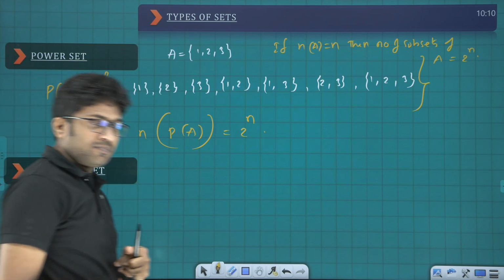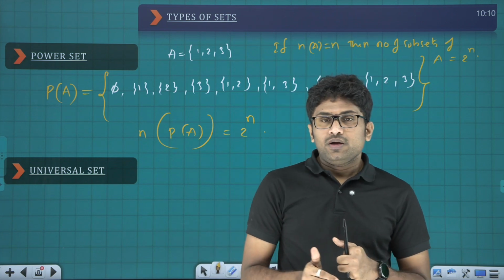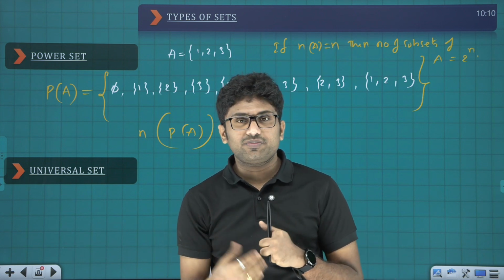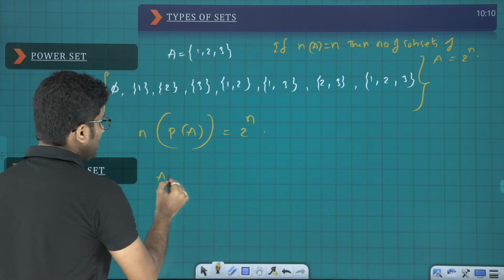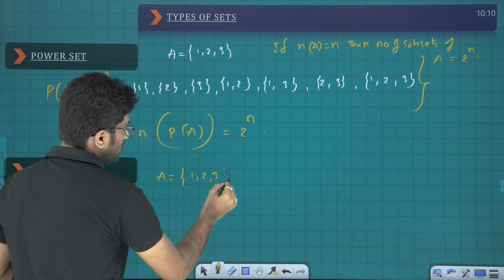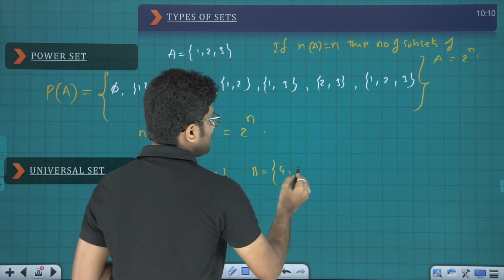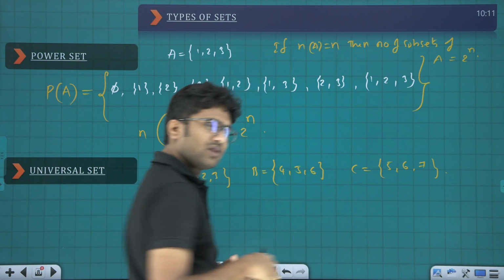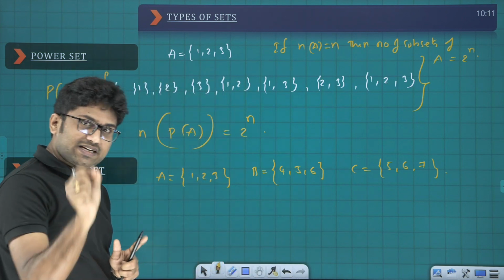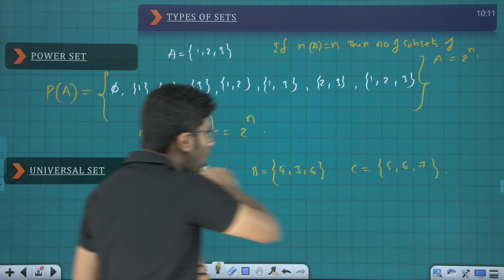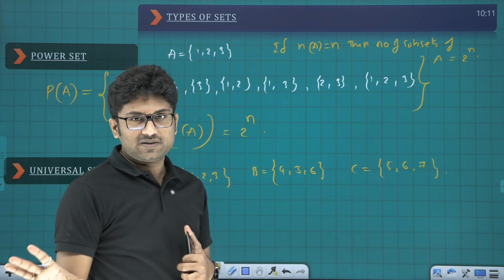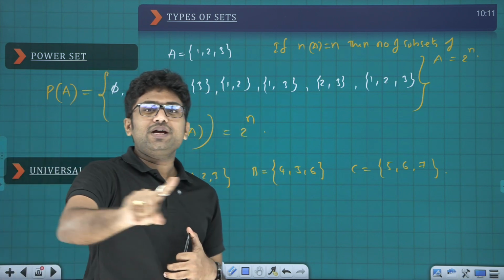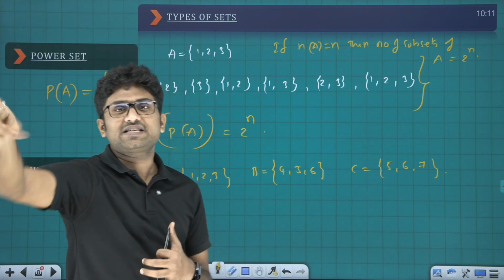Next, universal set. A universal set is something, friends, where a set consists of all the elements under consideration. Suppose I take set A as {1, 2, 3}, set B as {4, 5, 6}, some set C as {5, 6, 7}, and some set D, anything. Now if there is a set consisting of all these elements, then such a set is called the universal set. Every set should be a subset of the universal set.